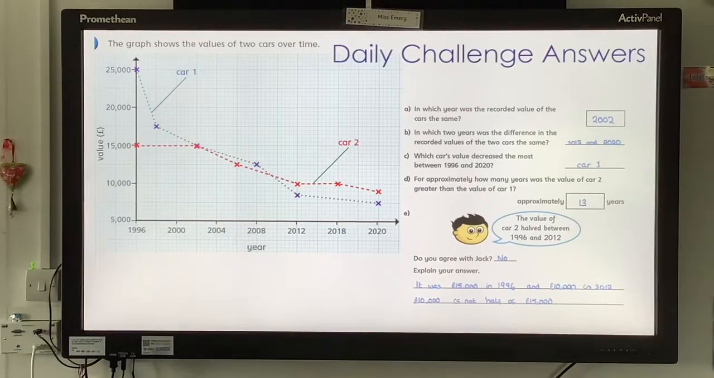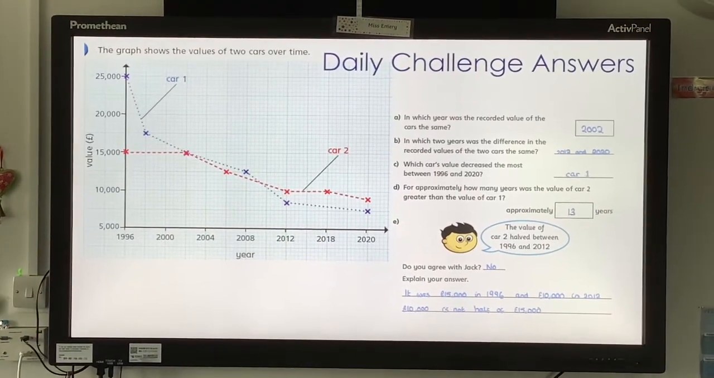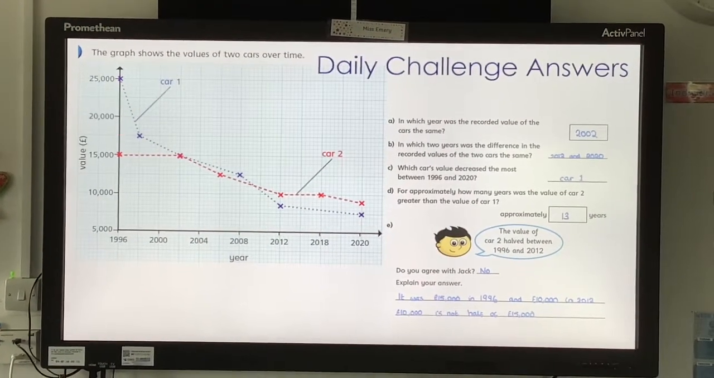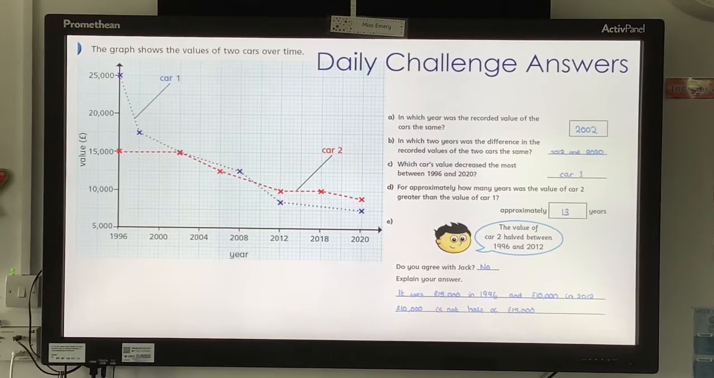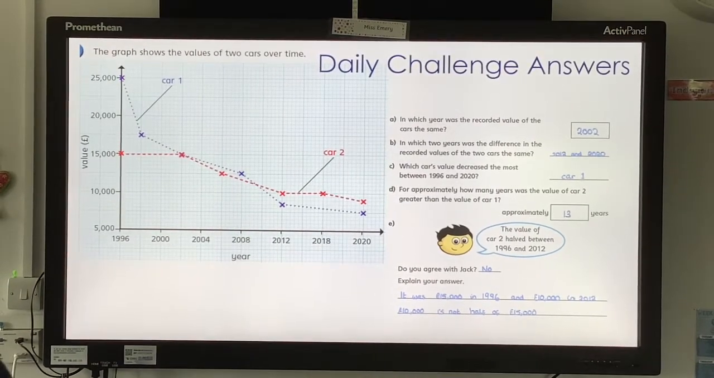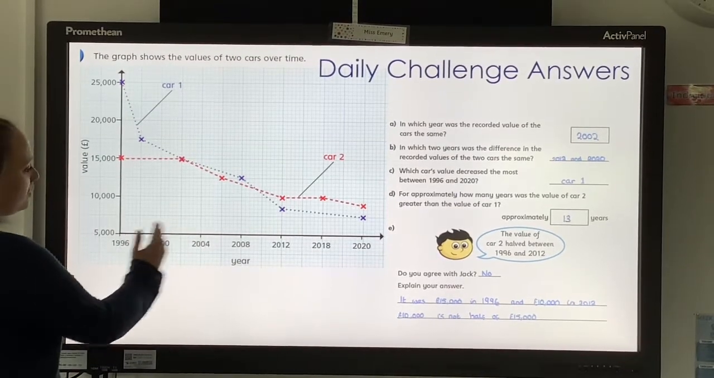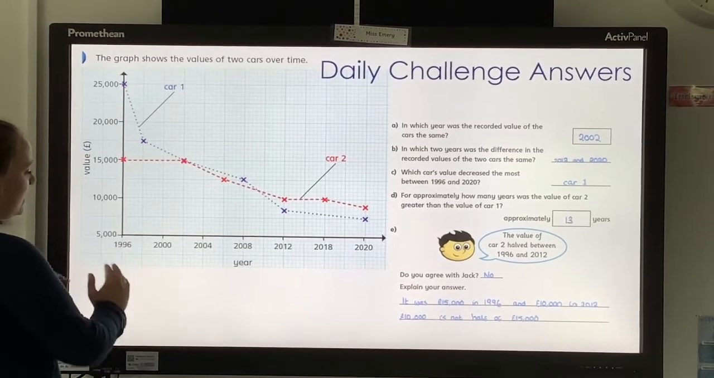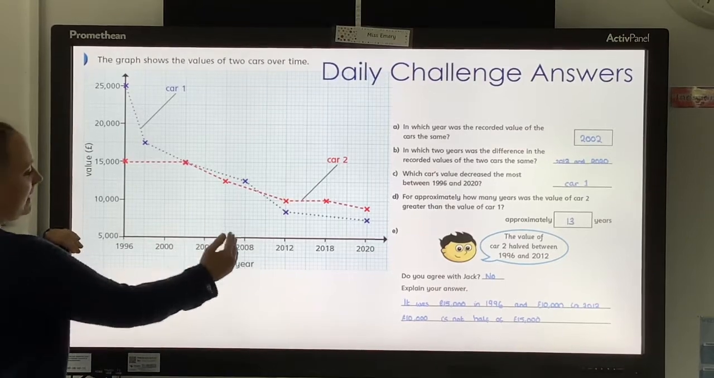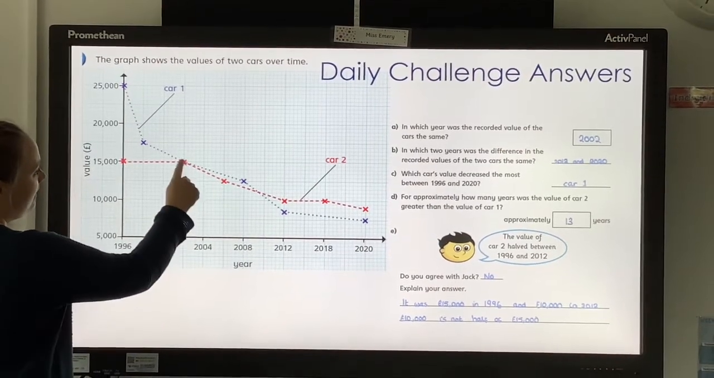So, the answers. The graph shows the values of two cars over time. In what year was the recorded value of the cars the same? Well, that's 2002. Now 2002 isn't marked on here, but hopefully you were able to work out where that would be, considering they're going up in 4-year jumps. So they're the same there.